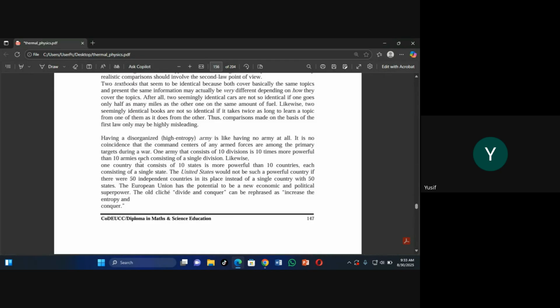Likewise, one country that consists of 10 states is more powerful than 10 countries, each consisting of a single state. The United States would not be such a powerful country if there were 50 independent countries in this place instead of a single country with 50 states. The European Union has the potential to be a new economic and political superpower. The old adage, divide and conquer, can be rephrased as increase entropy and conquer.